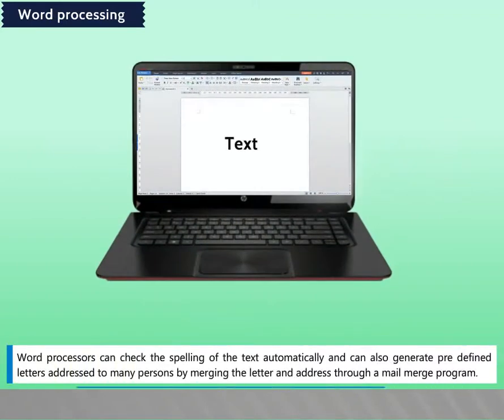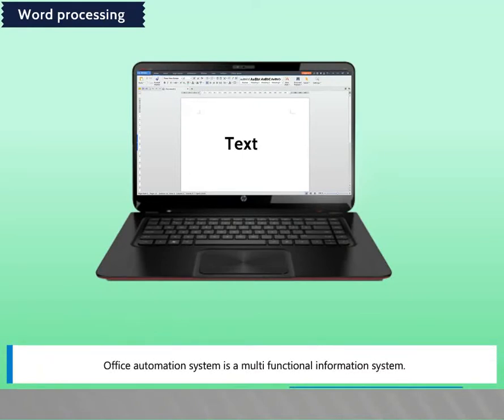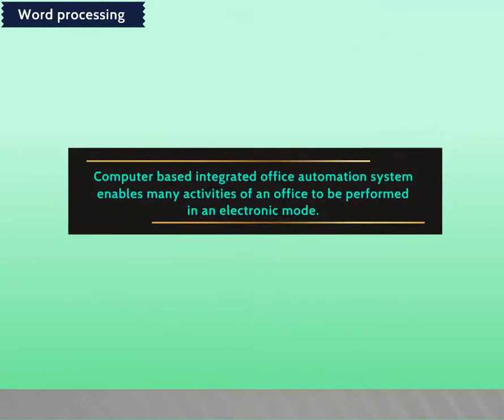Word processors can check the spelling of the text automatically and can also generate predefined letters addressed to many persons by merging the letter and address through a mail merge program. Office automation system is a multifunctional information system. A computer-based integrated office automation system enables many activities of an office to be performed in an electronic mode.